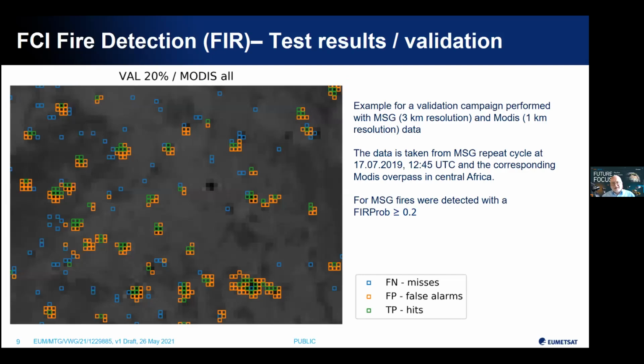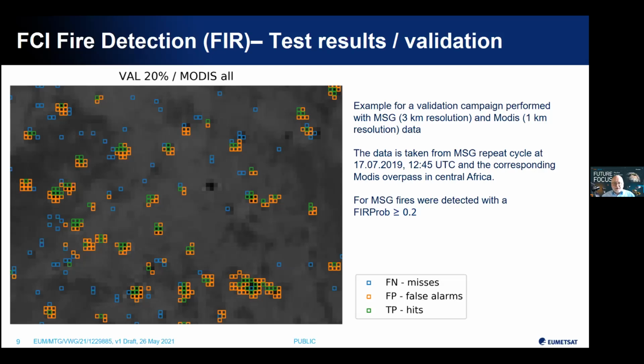And we do, of course, a lot of validations with our results. Andrea Marana is responsible for this, and he has developed, for example, this classification or validation. You see, we compare our fire results with MODIS, all fire pixels, and we see that we have in blue a lot of misses, in orange a lot of false alarms, and in green also quite a few hits.